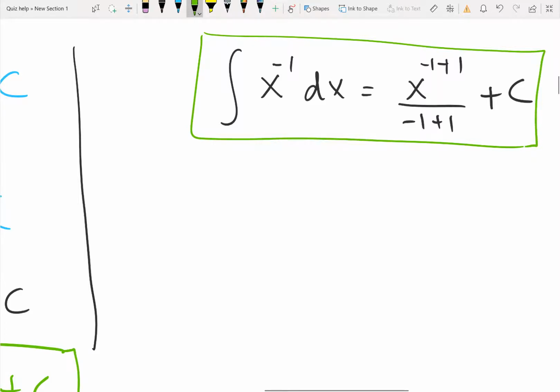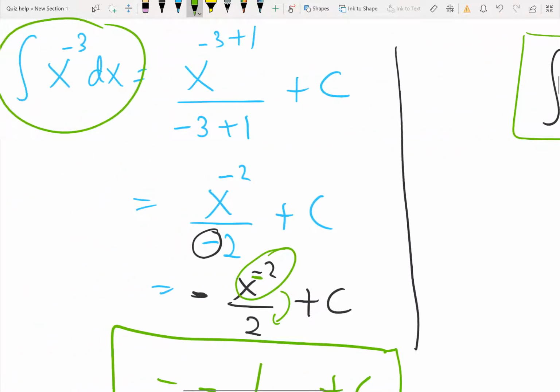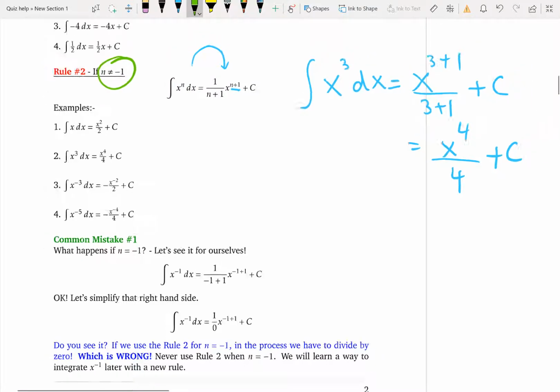All right, now before I finish off this video, you might have a question: how do we integrate x to the negative 1 with respect to x? Well, that we are going to discuss in a future video because we have a separate rule for that, okay? All right, now one more thing, one more rule. Actually it's not a rule.